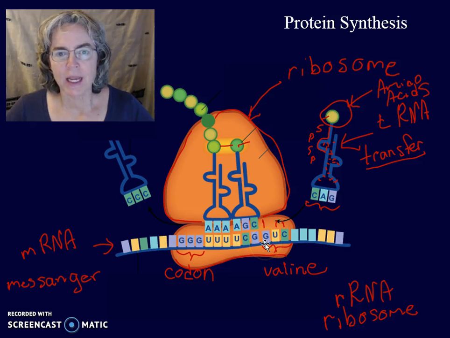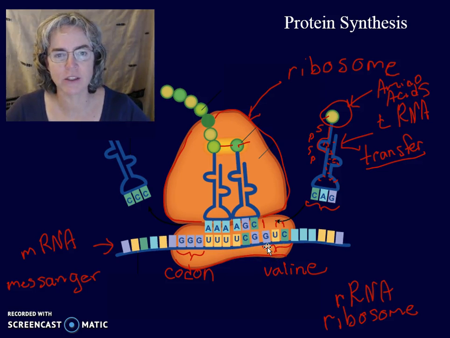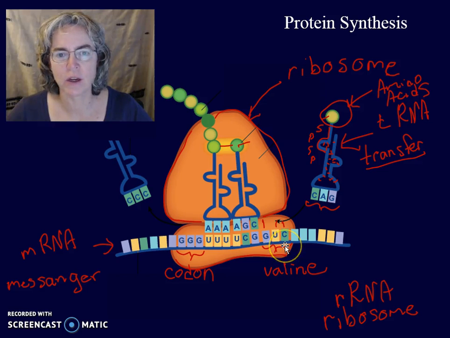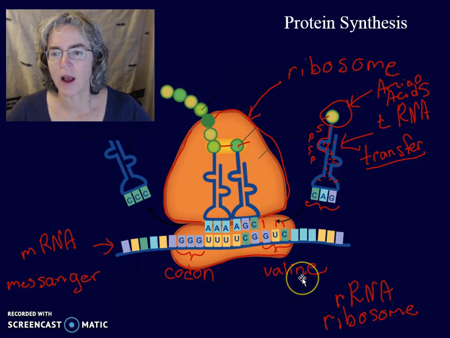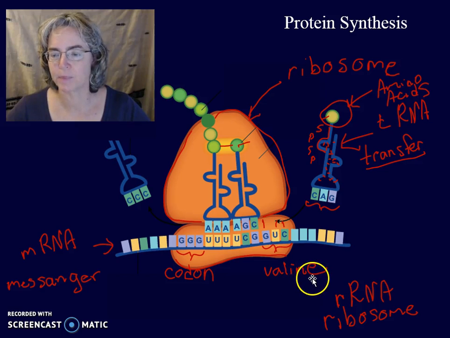So 3 nucleotides in this mRNA molecule is called a codon. And it's like 3 letters in a word. So these 3 letters make up the word valine, or it codes for a specific amino acid. And this word or codon, GUC, codes for the amino acid valine.